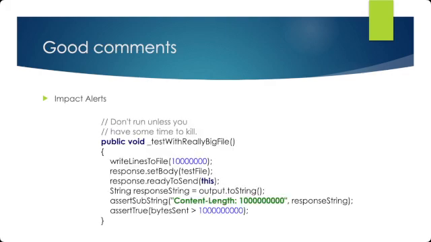Another good comment example is impact alerts. They warn us that the code might be slow, risky, or expensive to run. This type of comment is informal but a bit funny, and the intent is clear: this operation is slow or resource heavy. That's why we will not run this test.